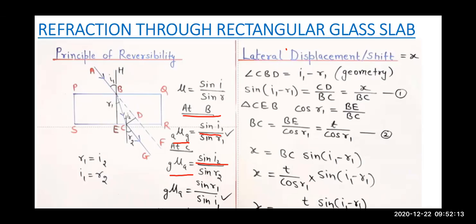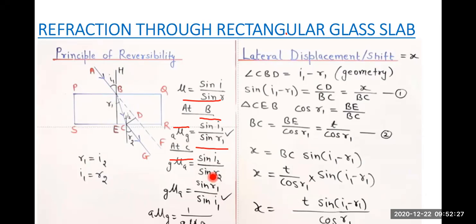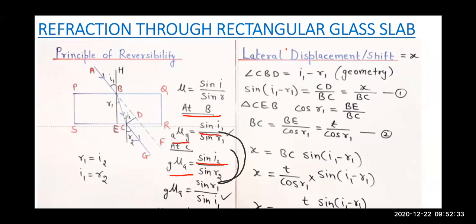Right children? Now if we put the values over here, instead of I2 I can put R1, and instead of R2 I can put I1. Right children? So isn't it the same as this? Both have become the same.